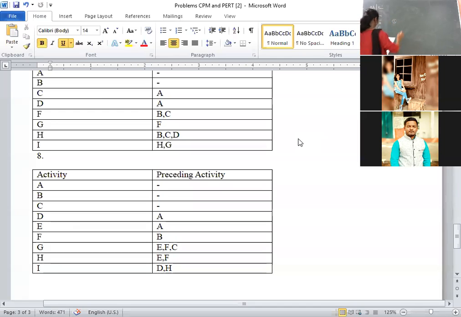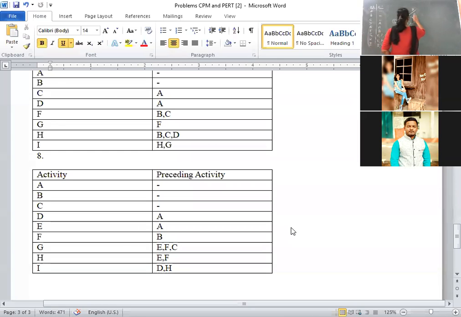Start node is 1. A, B, and C don't have any predecessors. A is completed, then E, correct? From activity A, there are 2 activities. B is completed, then F. E, F, C are completed, then G.